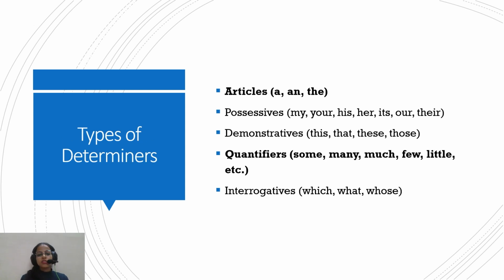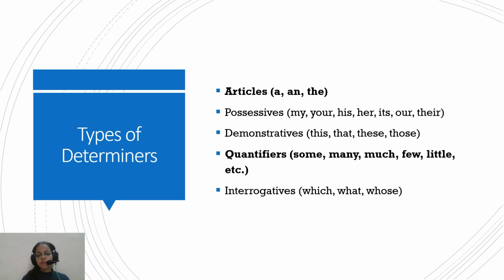Okay. So there are five types of determiners: articles, possessives, demonstratives, quantifiers, interrogatives. We are going to talk about articles and quantifiers in detail. But still, possessives we've done in different categories of grammar, the parts of speech that we did. Possessives are the determiners that tell us the relationship between the noun and the person. For example, my, your, his, her. So these are all relationship determining determiners.